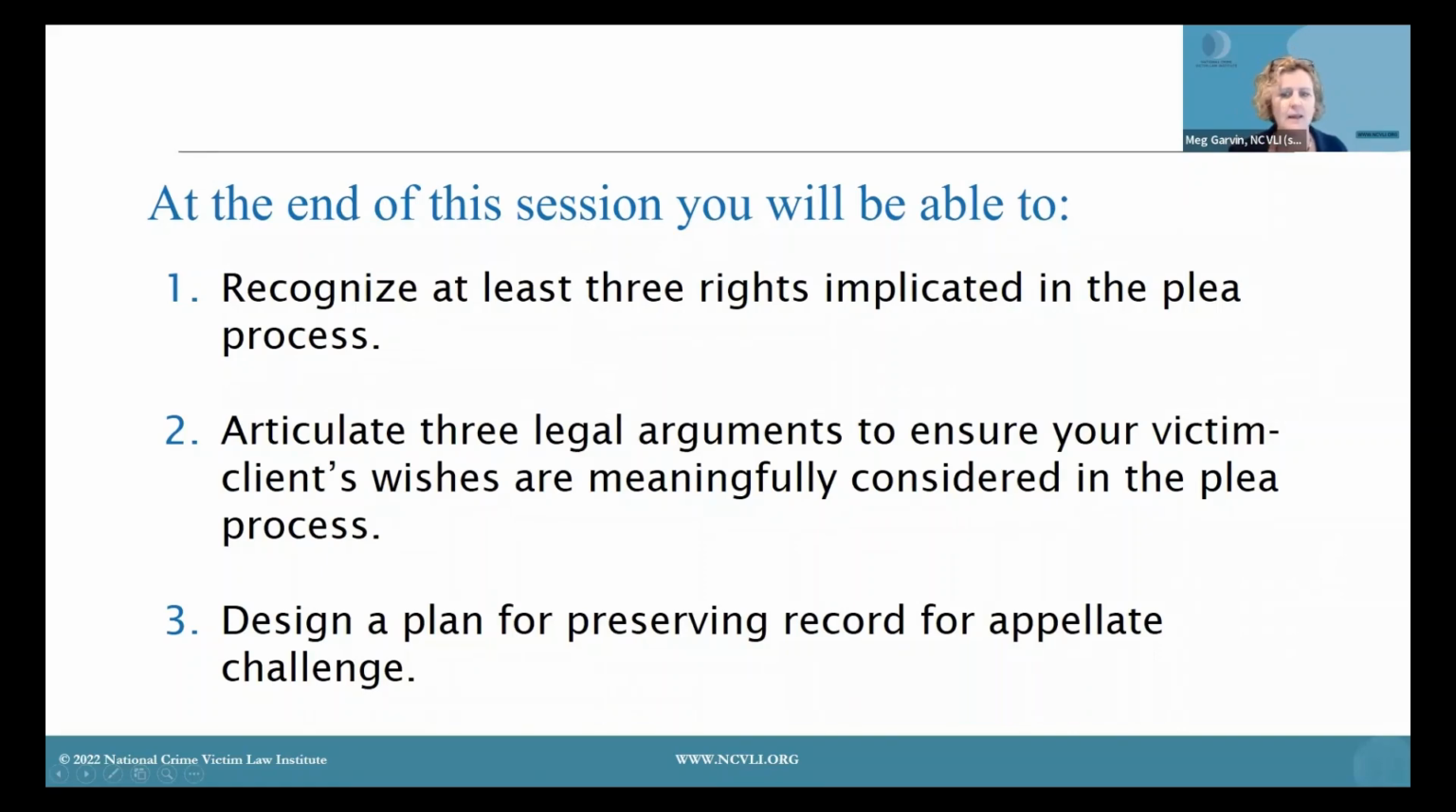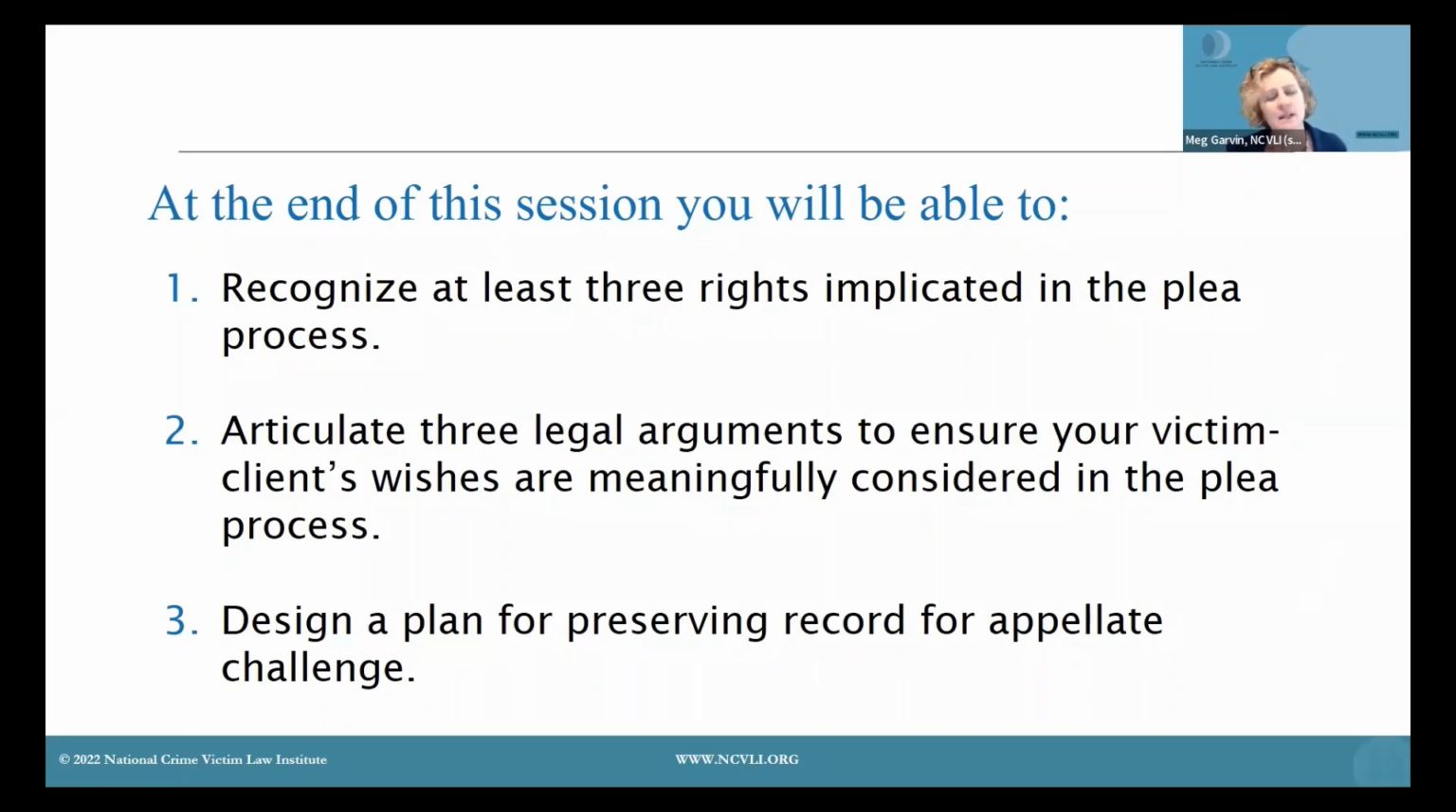Second, be able to articulate three legal arguments to ensure your client's wishes are meaningfully considered in the plea. What does your client want? How do we make sure that's meaningfully considered? And number three, designing a plan for preserving a record for appellate challenge. That's going to be our last piece, and it's going to be really foundational like all of this, but we're going to get through all three of those pieces focused on plea.